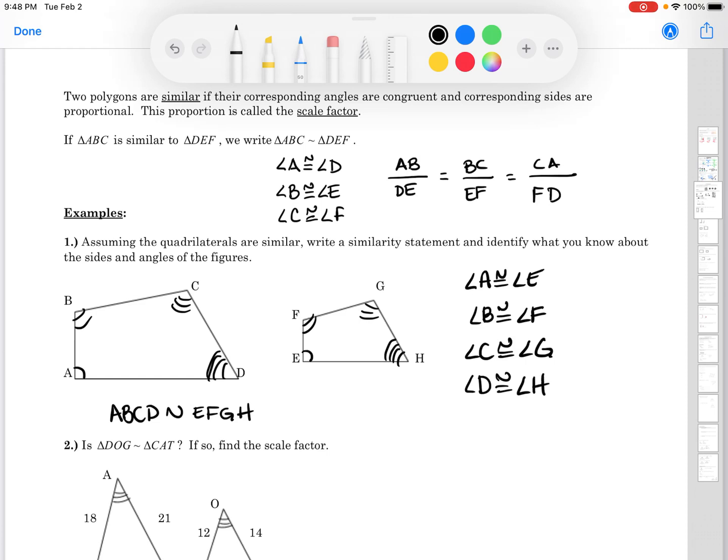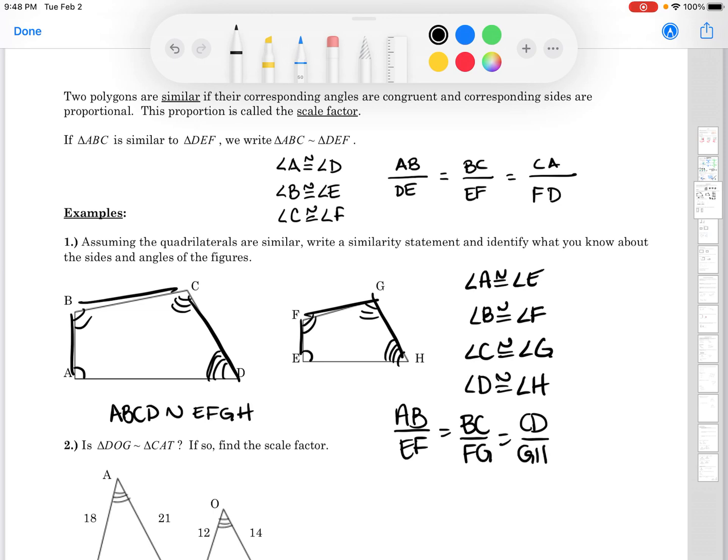We also know that their sides are going to be proportionate. So AB is going to be proportional to EF. So AB over EF, that ratio is going to be the same as BC to FG, which is going to be the same as CD to GH, which is going to be the same ratio as DA to HE.